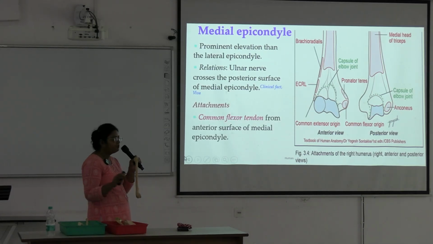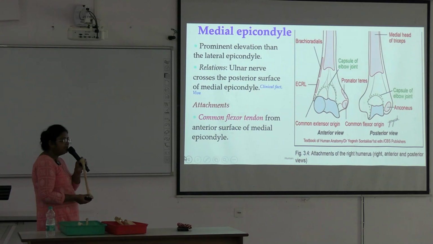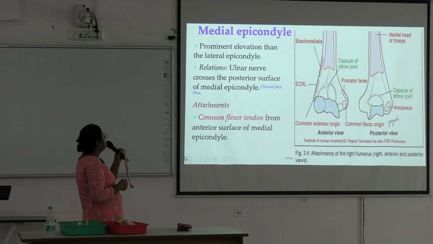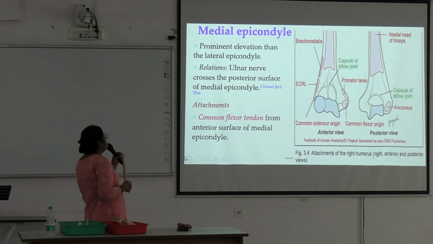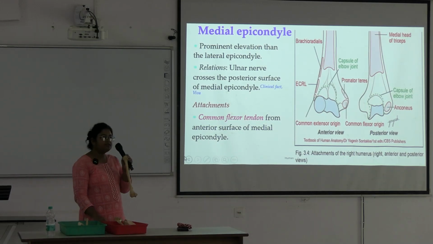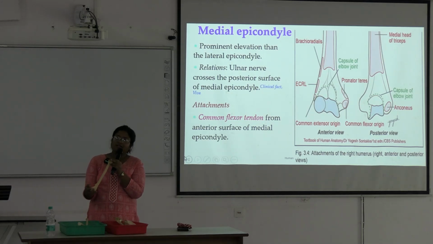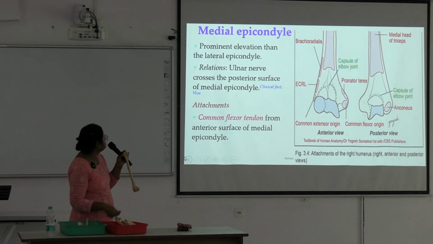Okay. What is next? We go to the medial epicondyle. This projecting part is the medial epicondyle. It is a prominent elevation. Then the lateral epicondyle. The ulnar nerve crosses the posterior surface of the medial epicondyle. This is important. On the posterior aspect of the medial epicondyle, the ulnar nerve is passing. Okay, we can feel the ulnar nerve here over the elbow.